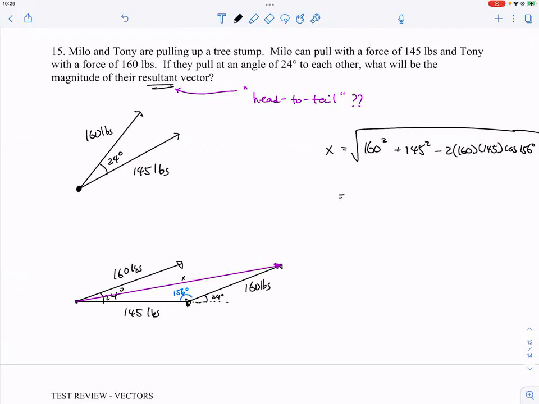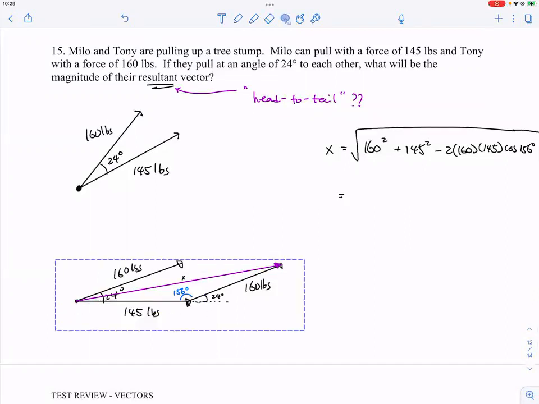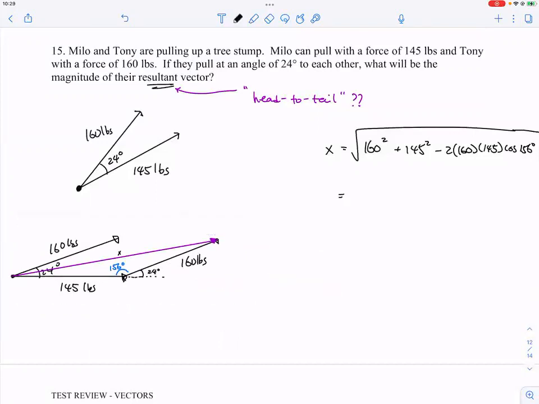Yes, that's a good question. Can you move the 145 pound vector instead of the 160 pound? That is absolutely okay. If initially I have this drawn with 160 pounds and 24 degrees, and you move this up, 145 pounds, that is perfectly fine as long as you know that this is 156 degrees.